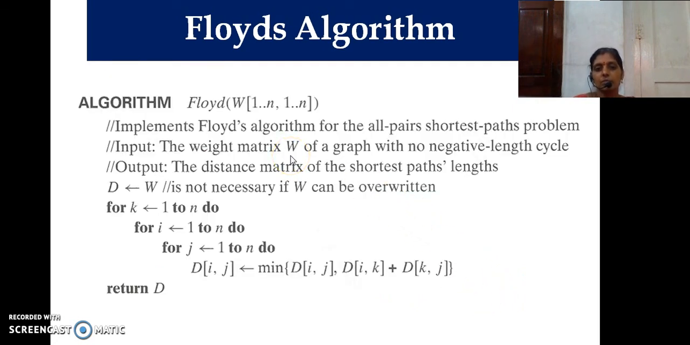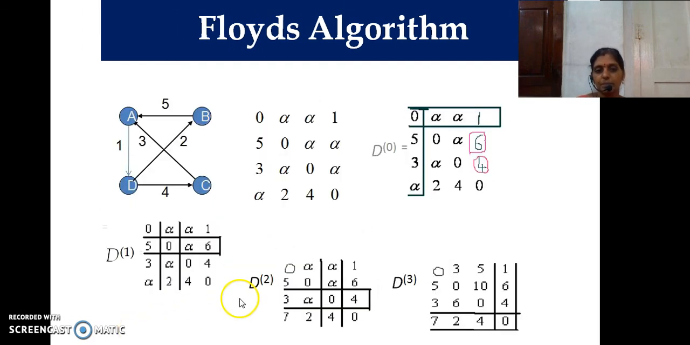In this algorithm, we take as input the weighted graph W with no negative length cycle, and our output is the distance matrix of shortest path lengths. We assign W to D, and for the intermediate vertices we use looping statements for the ith row and jth column. With the help of this formula we go through all the rows and columns and make the path with minimum distance, and return that value in D.